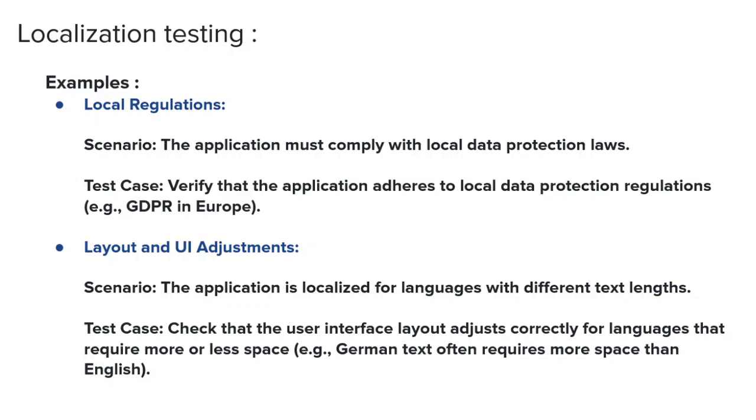UI adjustments and layout. If the application is localized for languages with different text lengths, we have to check that the user interface layout adjusts correctly for languages that require more or less space. For example, German text often requires more space than English. So if it's a localized product for German, the text will take more space compared to English. We have to verify that during layout and UI adjustment testing in localization testing. So these are some examples of localization testing.